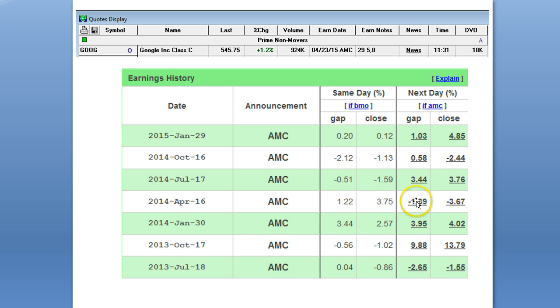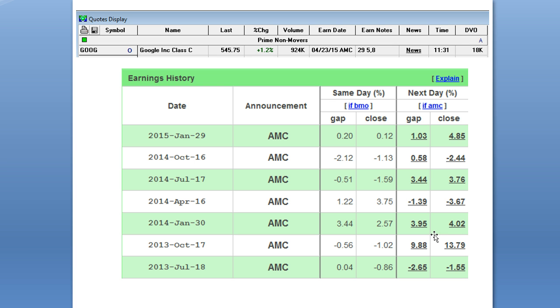So Google in this case typically gaps roughly between 1 and 3.5% at the open, and then it can wobble around a bit. Here's one large gap, well over a year ago. But everything else is roughly 1 to 3% on the open.